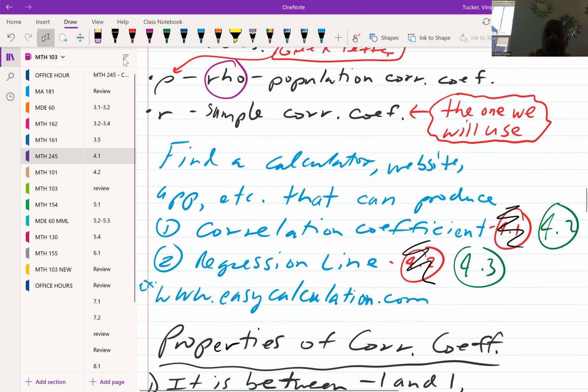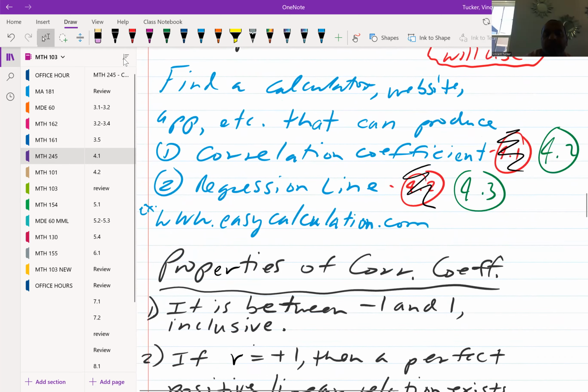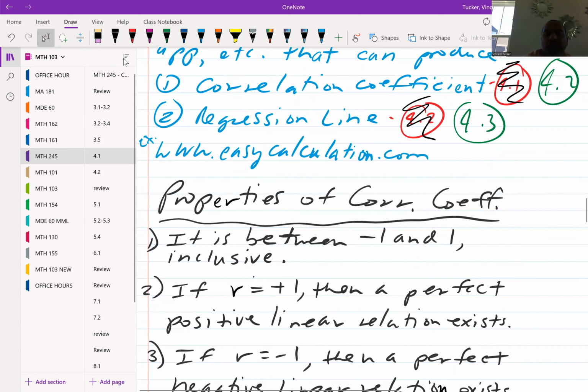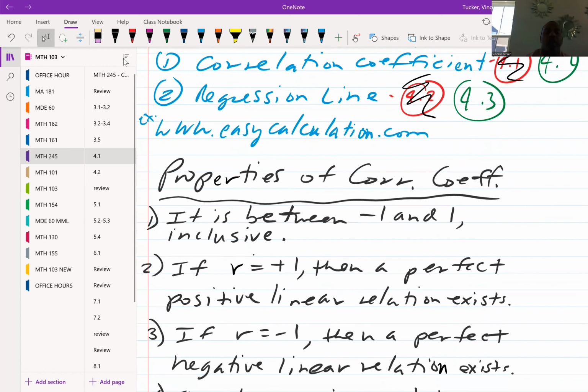All right, let's look at a few properties of the correlation coefficient. So first, it is between -1 and 1 inclusive. So that means it can be 1 or -1, but it will not be greater than 1 or less than -1. If it's equal to +1, then a perfect positive linear relation exists. If it's equal to -1, then a perfect negative linear relation exists.